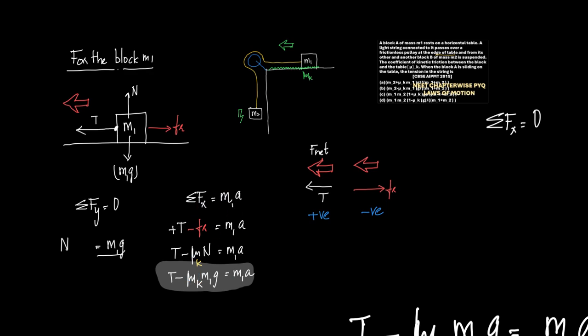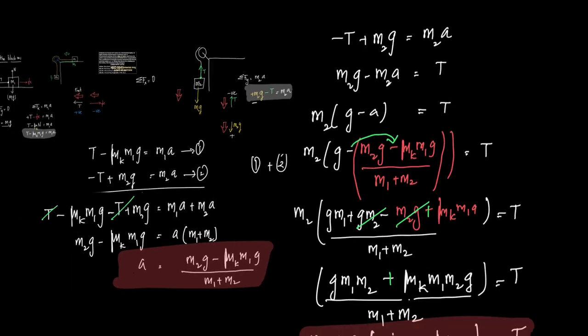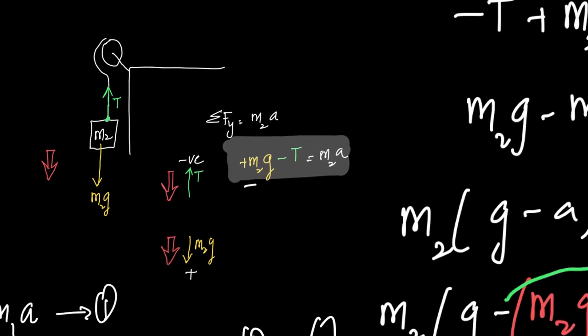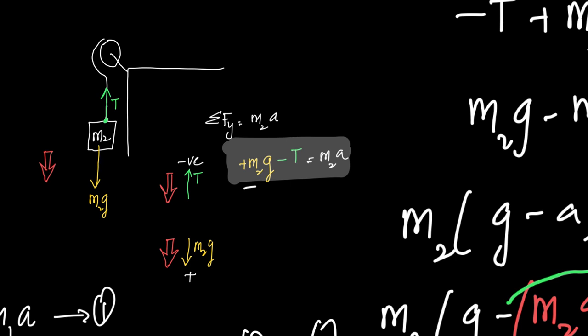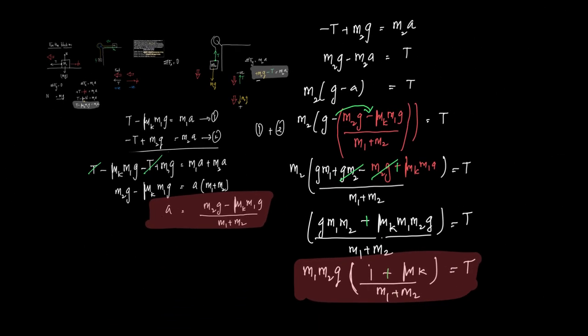Then what did we do? Then we came to the second diagram where we considered m2 acting downwards, net direction moving downwards, so weight is positive. Tension is against the direction of motion, so tension is negative. We wrote one equation. Then what did we do? We solved these equations simultaneously to obtain the value of acceleration. Then we substituted the value of acceleration back in equation number 2, to find out the value of T, right?